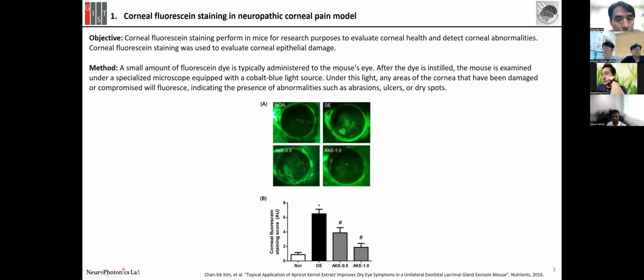So first of all, what is corneal fluorescence staining? It's a kind of staining people are doing to evaluate the corneal health and to check the corneal abnormalities if they have any kind of epithelial damage. It depends upon what kind of fluorescence dye you are using and how much the amount. In my case, I use 0.1%, and I administered it in both my Pulner model and normal control model. For the normal control, I prepared the baseline image, and for the Pulner, I analyzed it on day 3.